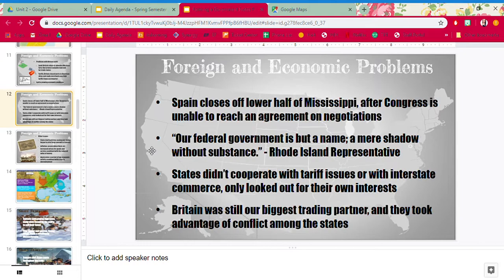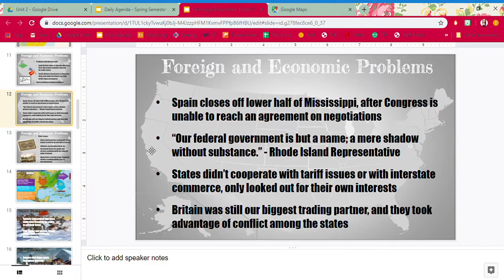Additionally, states didn't cooperate with each other. Some of them would tax each other if they wanted to trade goods from state to state. And they only were looking out for their own interests instead of the interests of the whole country, right? They had been so used to doing their own thing for a long time. Now we're united, and they were like, nah, we still want to charge people from other states. So we're kind of like the disunited states at this point.